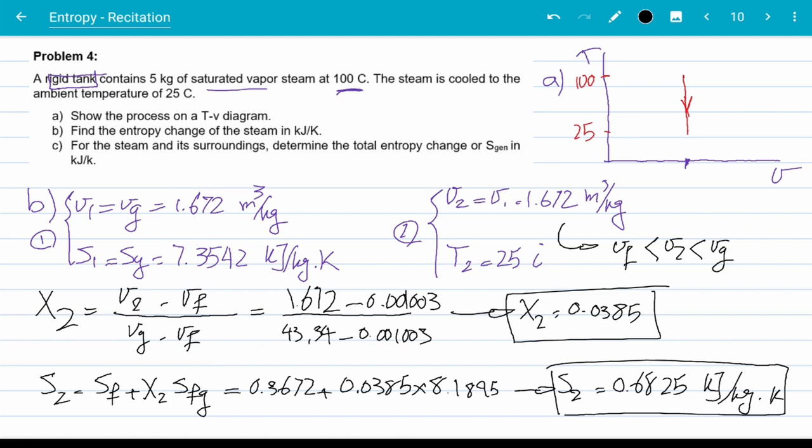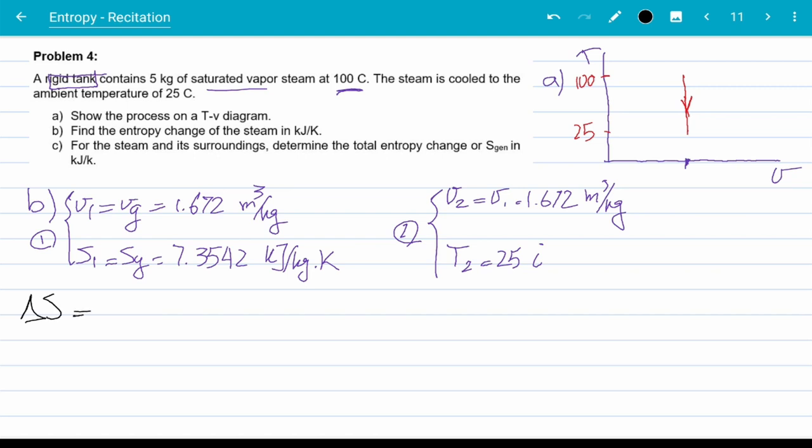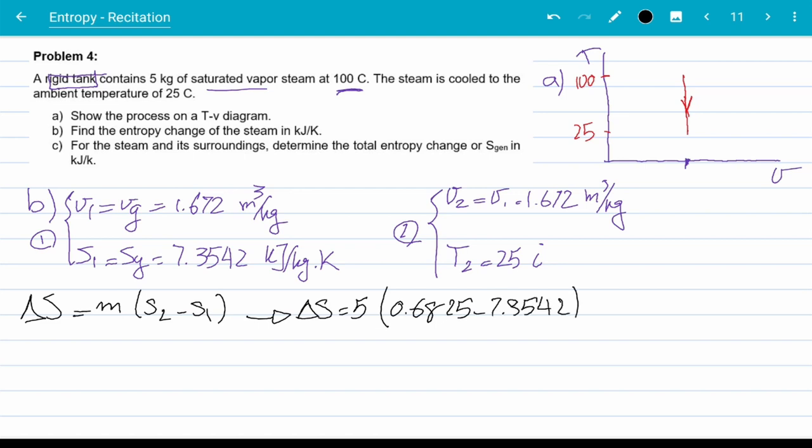Now we need to find the actual change of entropy. Delta S, capital letter S, is mass times s2 minus s1. So I can say delta S is 5 kilograms times s2, 0.6825 minus 7.3542. That is minus 33.359 kilojoules per Kelvin.